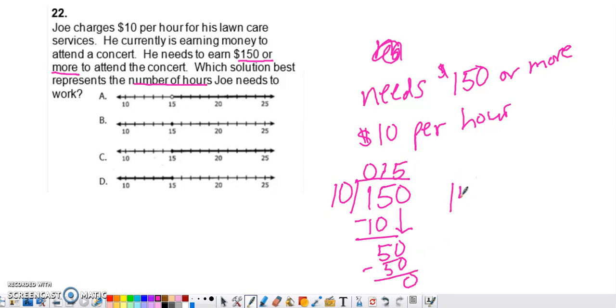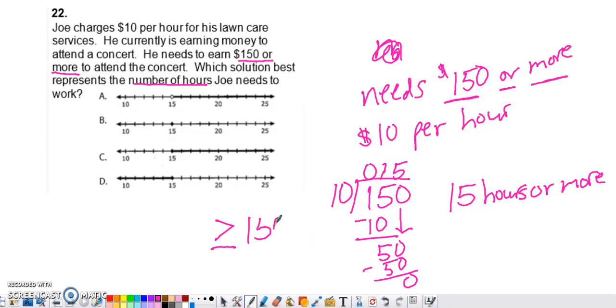Okay, so he's got to work 15 hours or more to earn $150 or more. Remember, he needs 150 or more, so he needs greater than or equal to $150. Remember, greater than or equal to means a closed circle, because it's got that equal sign on there.